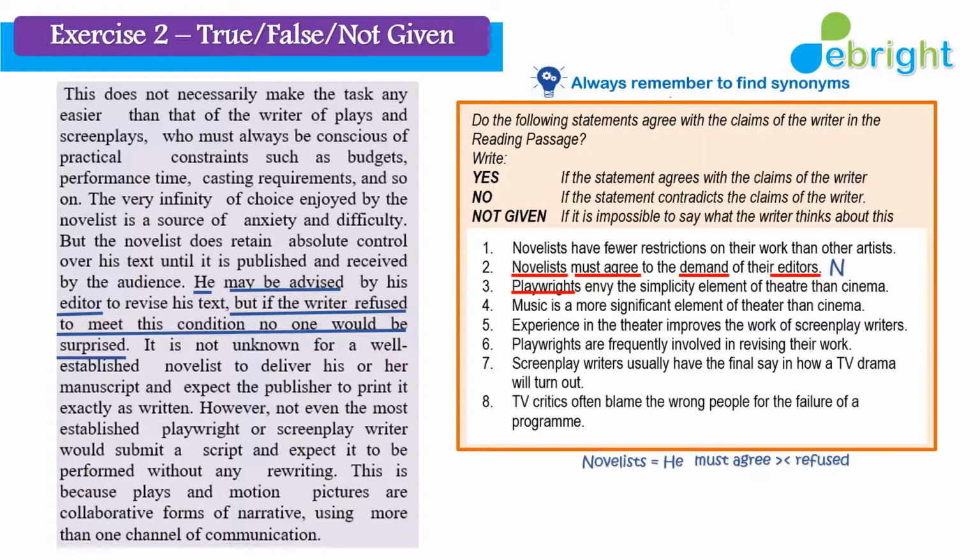While for number 3, you've got the first keyword playwrights. Let's read the sentence. Playwrights envy the simplicity element of theatre than cinema. The first keyword over there, playwrights, you've got envy the simplicity, theatre than cinema. Let's read the sentence which contains these keywords, if any. You've got the word playwrights or screenplay writer over there, and then you've got plays and motion pictures.